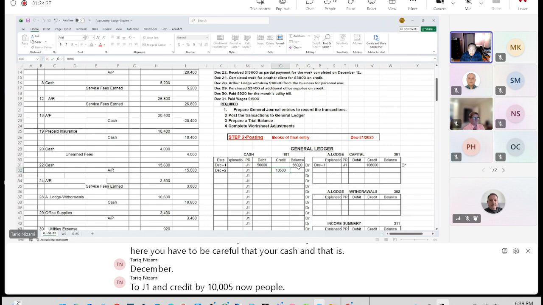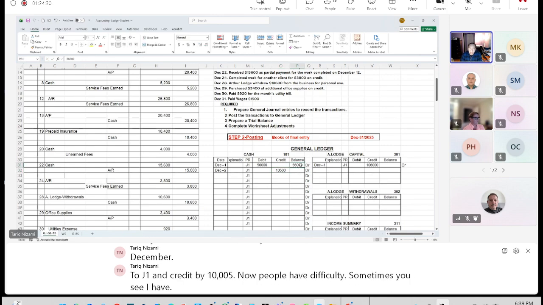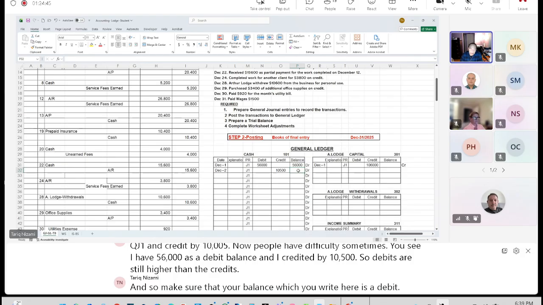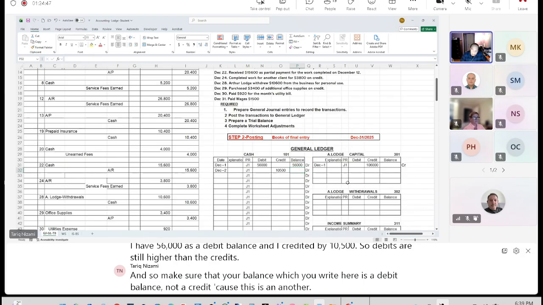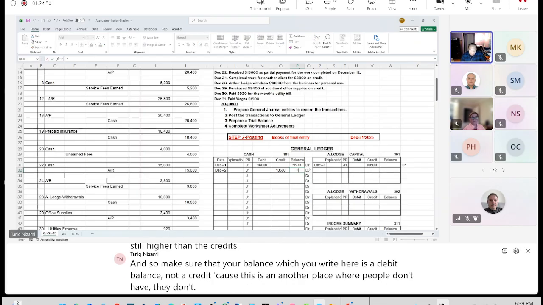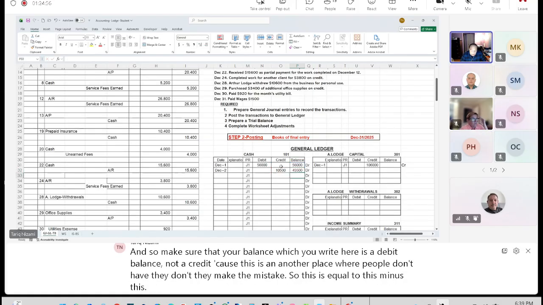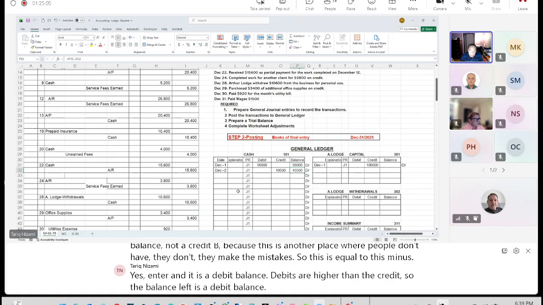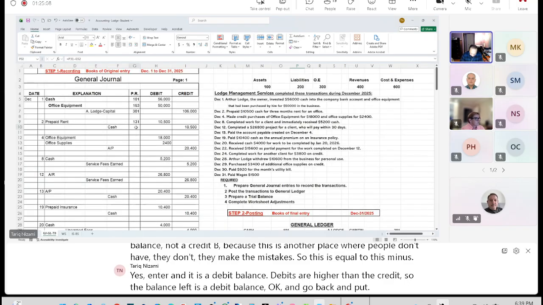Now people have difficulty sometimes. You see, I have 56,000 as a debit balance, and I credited by 10,500. So debits are still higher than the credits. Make sure that your balance, which you write here, is a debit balance, not a credit, because this is another place where people make the mistake. So this is equal to this minus this, enter, and it is a debit balance. Debits are higher than the credits, so the balance left is a debit balance. Okay, and go back and put 101.